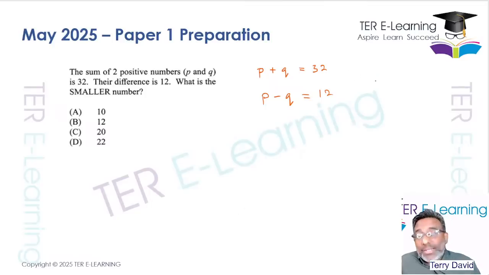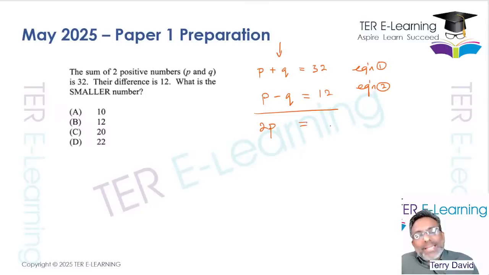So really and truly what we have here is a pair of simultaneous equations, if you all don't realize this. So this is your equation 1, and this is your equation 2, and we can use elimination to work this out. If I add both equations, I will eliminate Q. So P plus P, you're going to get 2P. Q plus minus Q will give me 0.